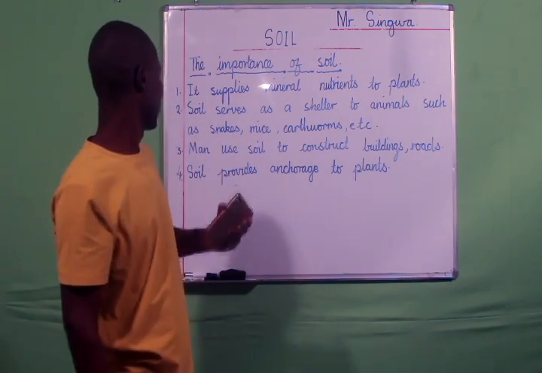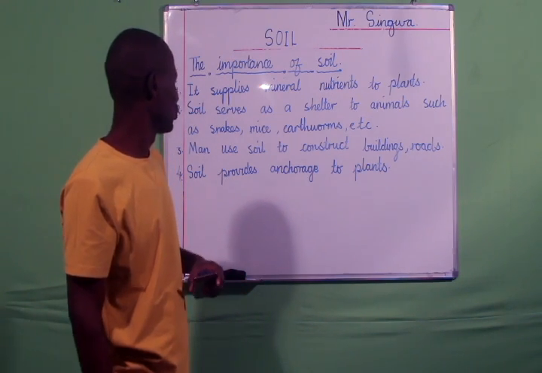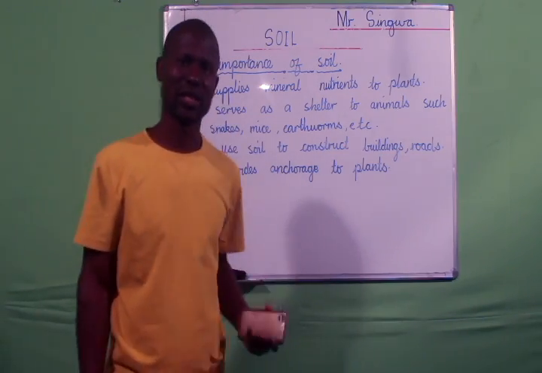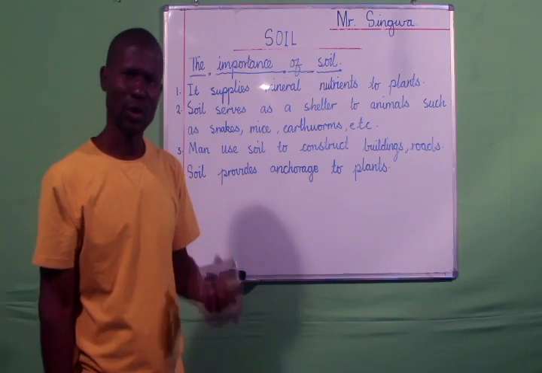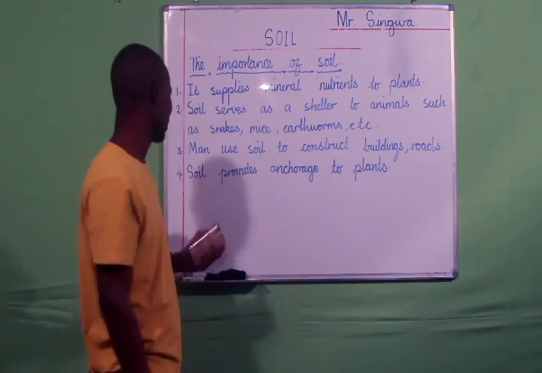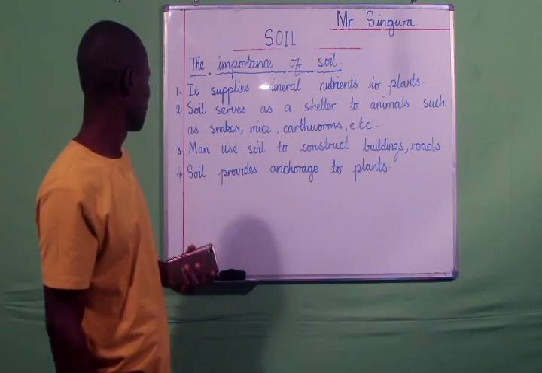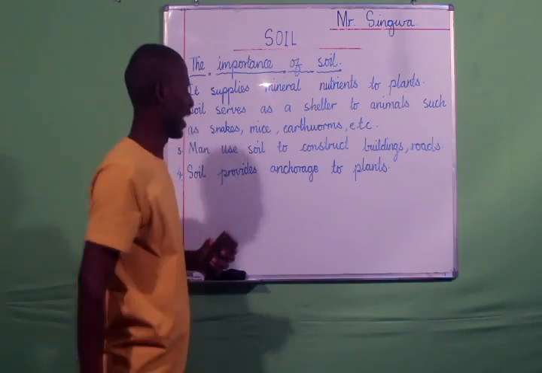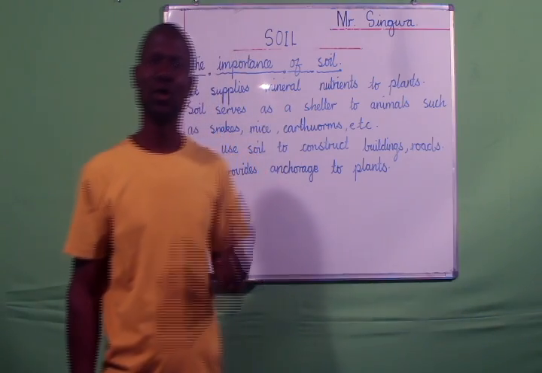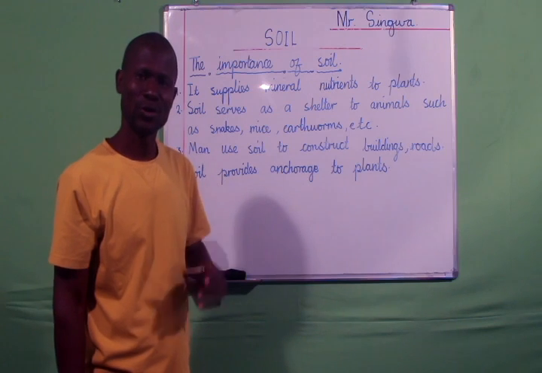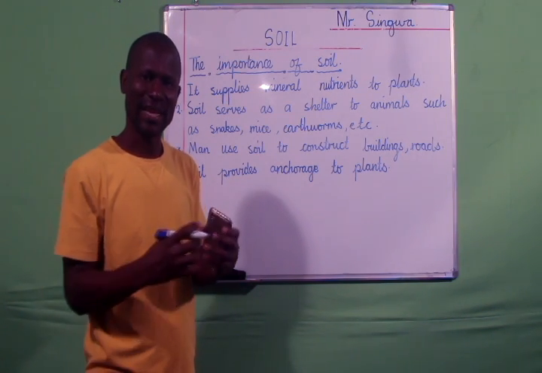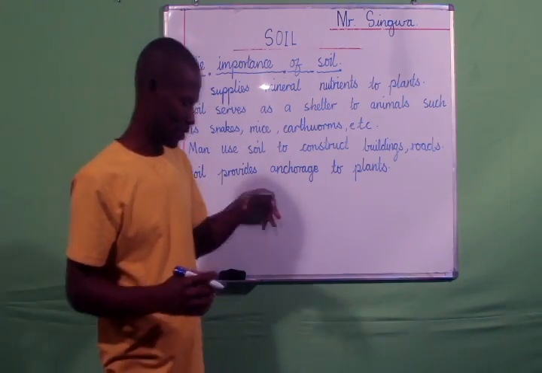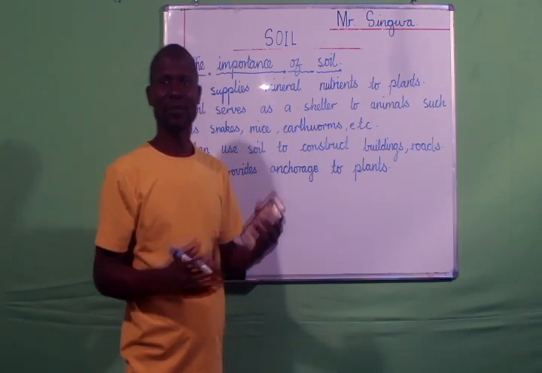And the third part is that man uses soil for construction. Most of the houses, most of the roads are constructed using the soil. So soil is very important. When you look at the fourth one here, you find that soil provides anchorage to plants. Most of the plants stand on soil. So there's that connection between the plant standing as well as the ground.